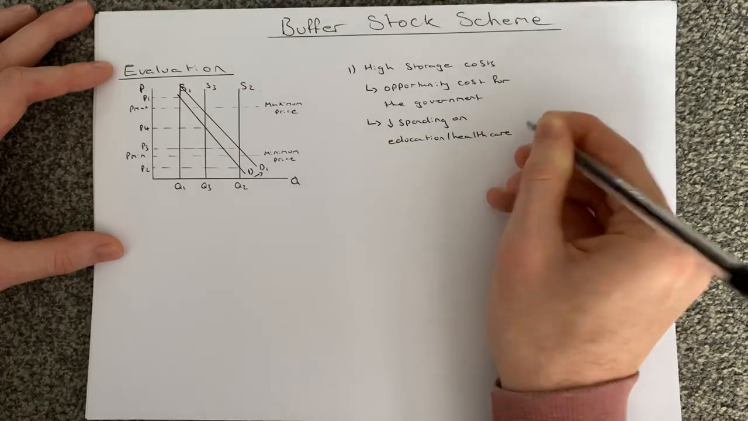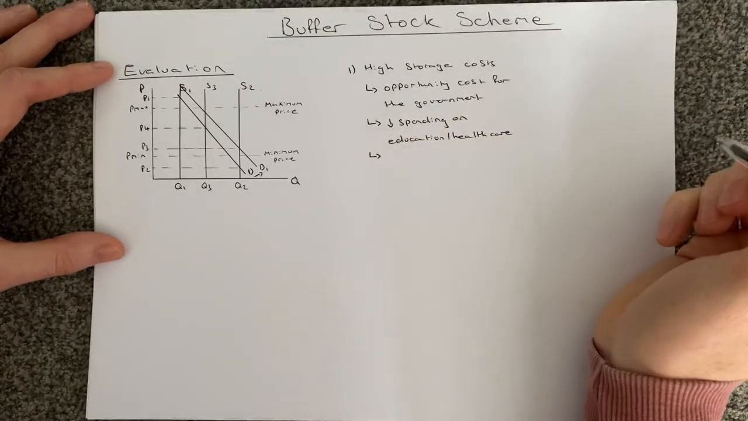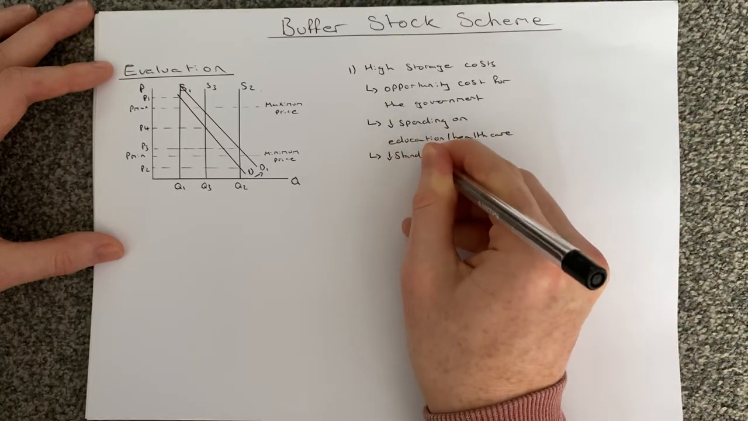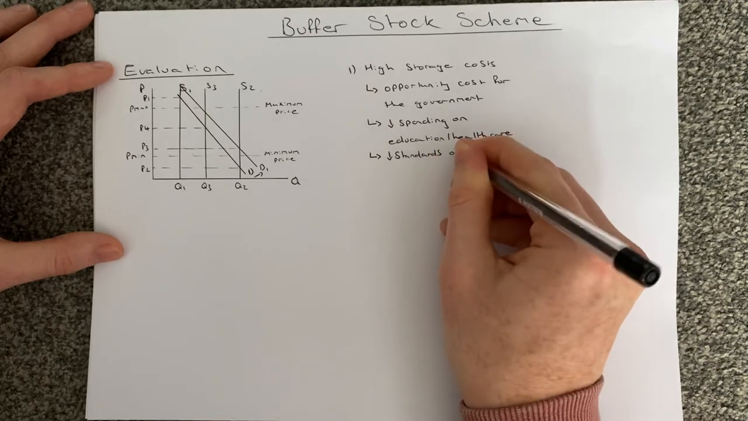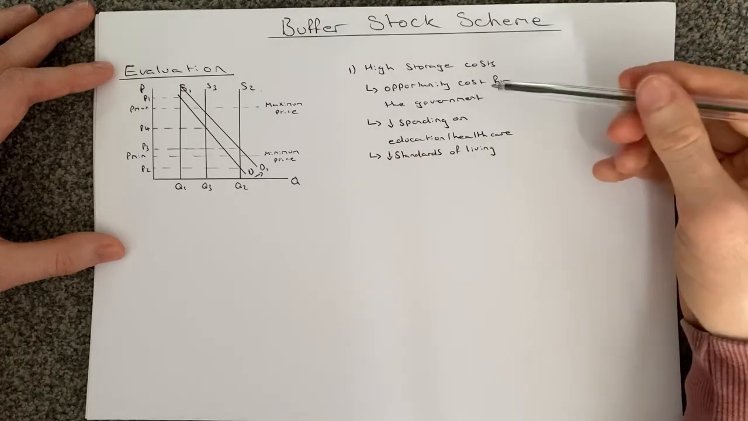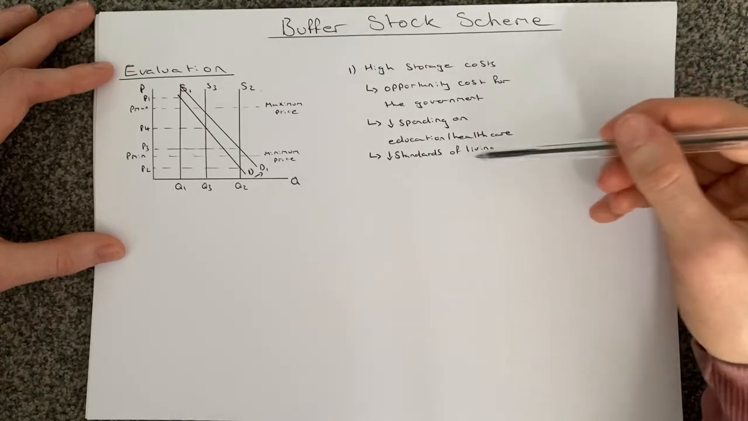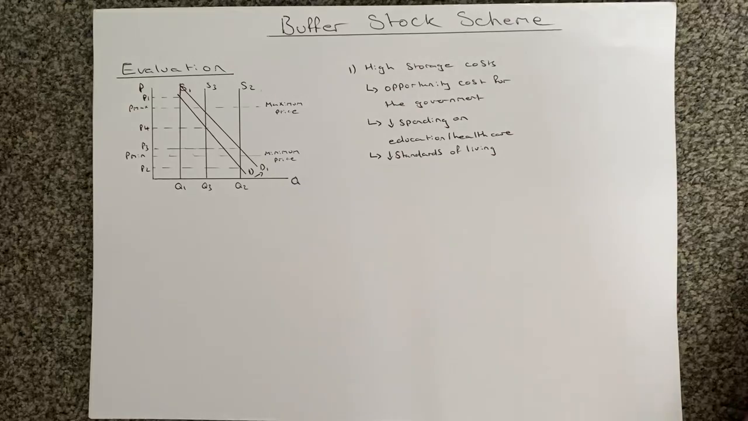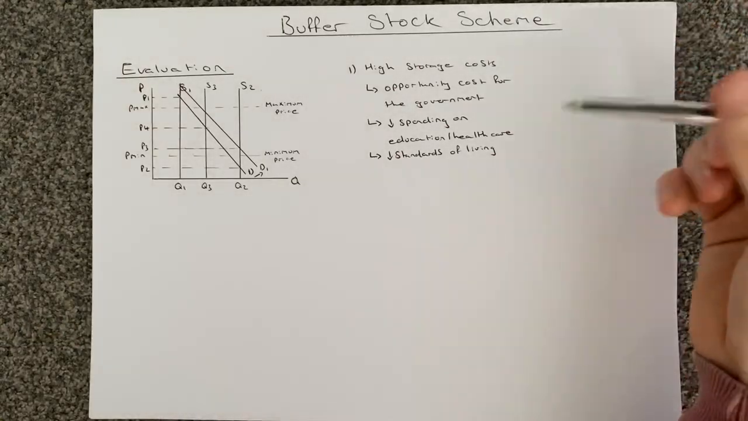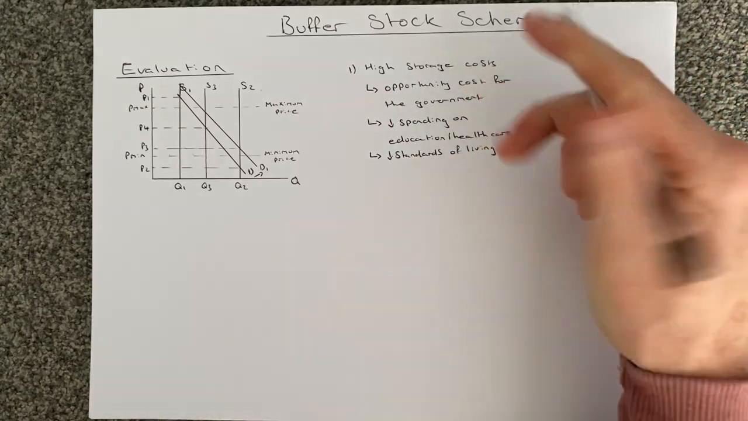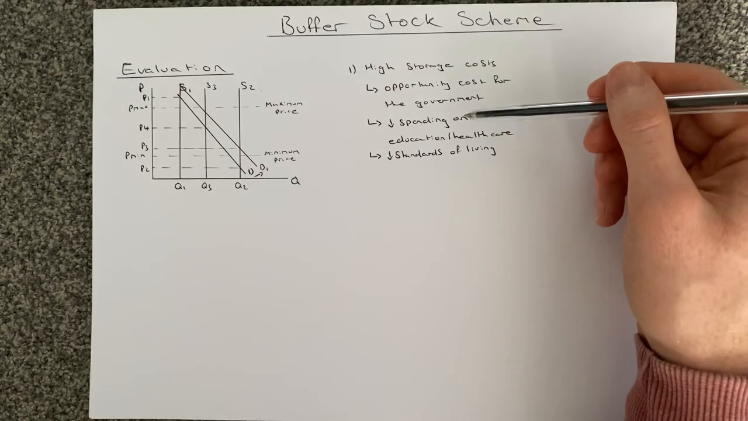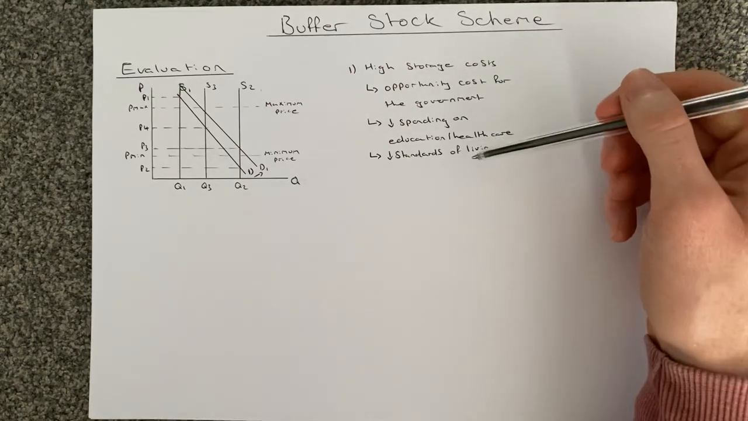And we may just want to elaborate that that reduced spending on education and healthcare may lead to a fall in standards of living. I know that kind of goes into a little bit of macroeconomics there, but the key foundation of an opportunity cost is microeconomics based. I know the final point about standards of living overlaps into macroeconomics, but it's fine to have a little brief explanation. But the most important thing here is we've elaborated on the point of high storage costs, meaning there is an opportunity cost for the government, therefore they may spend less on education and healthcare, and there's reduced standards of living.